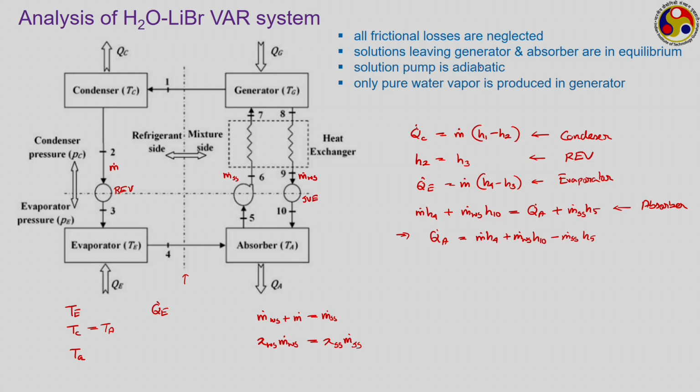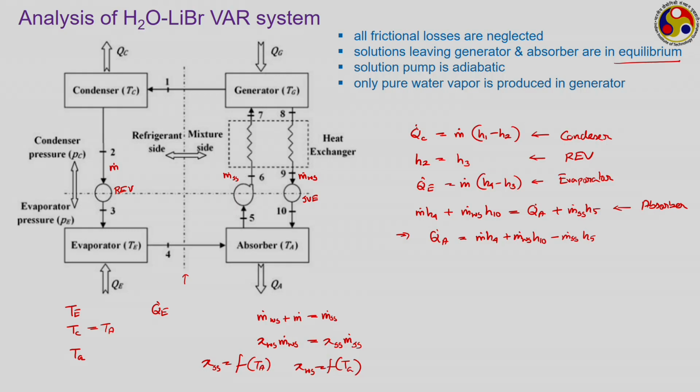As we have assumed the solutions leaving the heat exchangers to be in equilibrium, X for the strong solution will be a function of the absorber temperature, and X for the weak solution will be a function of the compartment that it is leaving, which is the generator temperature. So, from there we can easily calculate the mass fractions for water and lithium bromide in both the lines, and accordingly we can get the value of the energy content.